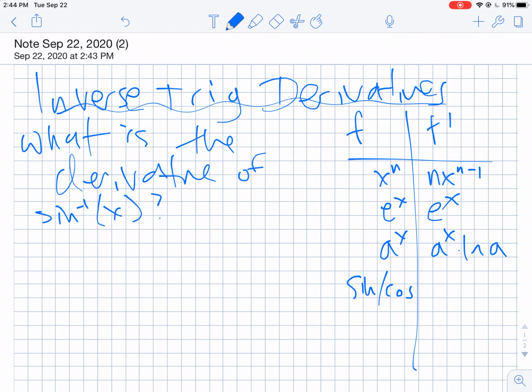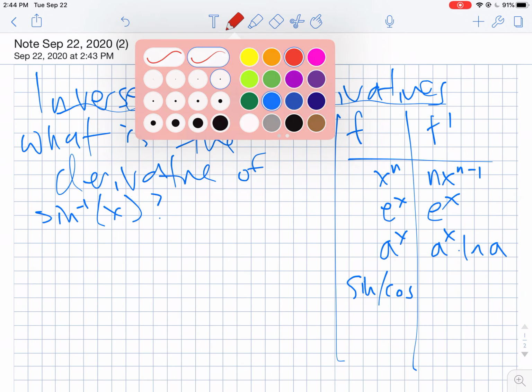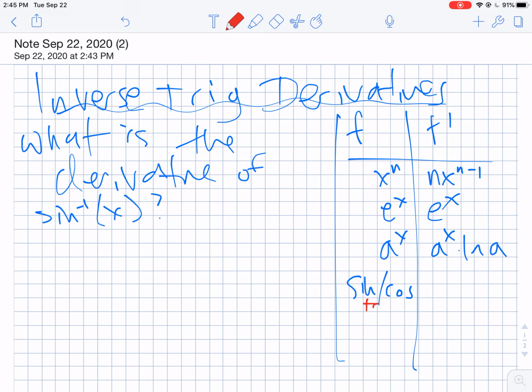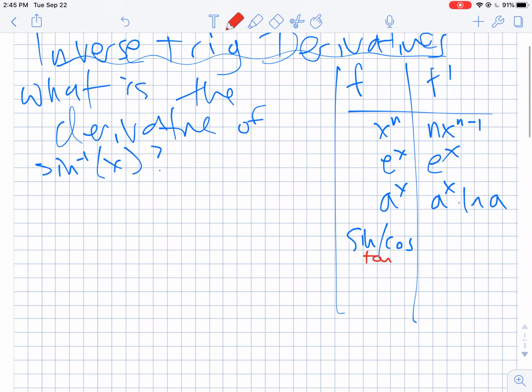So I want to remind you guys about what we know, right? We know all these derivatives. We made this table a while ago, and recently we learned the derivative of sine, cosine, tangent, all that stuff. And today, our goal is to figure out what is the derivative of inverse sine of x, inverse cosine of x, or inverse tangent of x. Okay, so before we proceed with that, let's do a quick refresher on what inverse sine actually is.